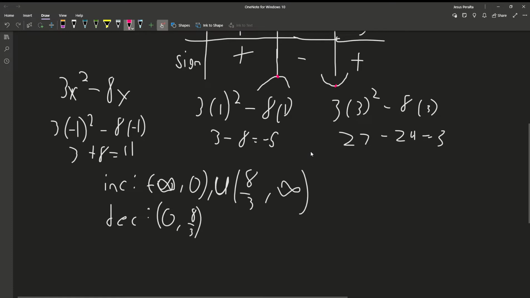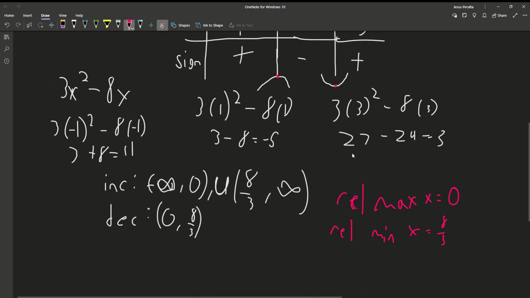So right here, we would write relative max. Kind of struggling here. Max is at x is equal to, and what did we say? 0. And then relative min is at x equals 8/3.